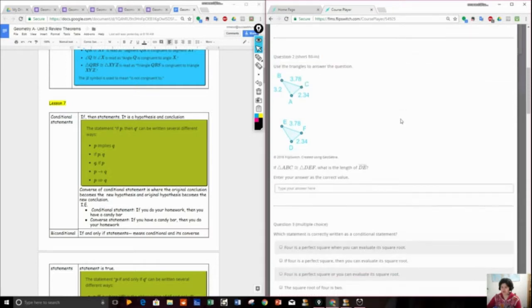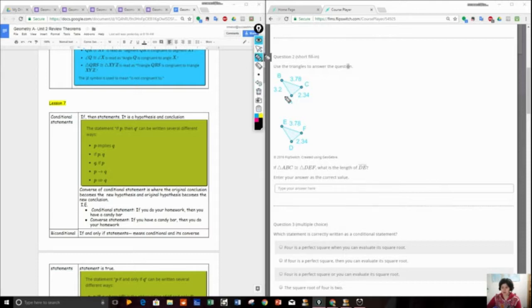Question 2, use the triangles to answer the question. So I have triangle ABC, and then triangle DEF. If triangle ABC is congruent to triangle DEF, what is the length of DE? Enter your answer as the correct value.